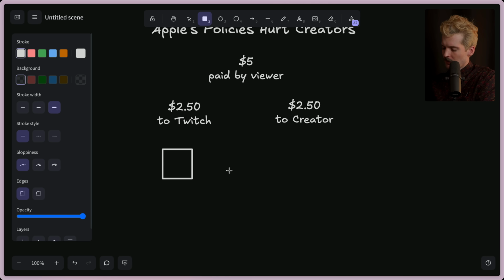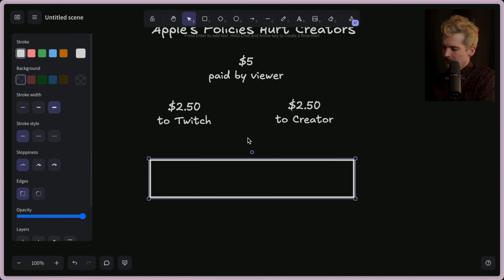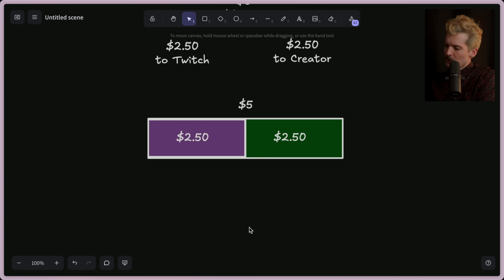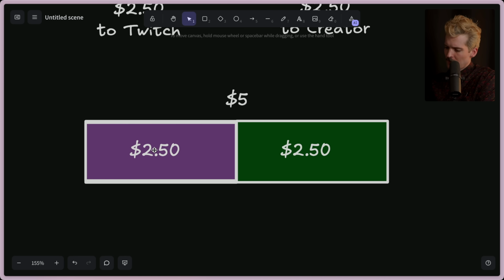If we were to visualize this differently, we have this rectangle. This rectangle is $5 and we draw a line right in the middle. Better way of visualizing this: a viewer spends $5, $2.50 goes to Twitch and $2.50 goes to the creator. This split sucks. This is one of the worst things that Twitch has done for a while now.